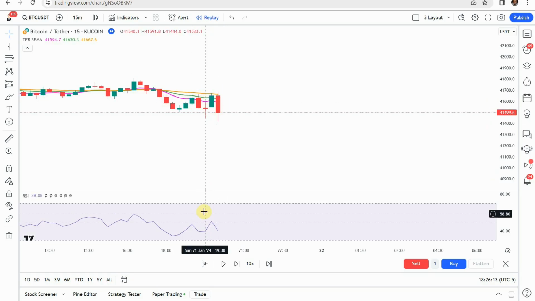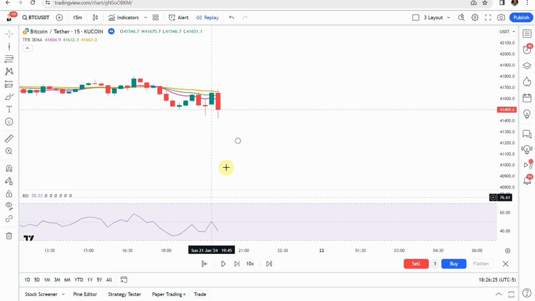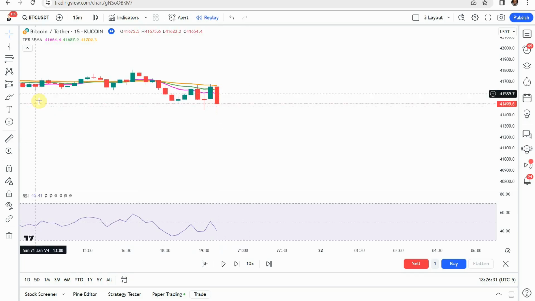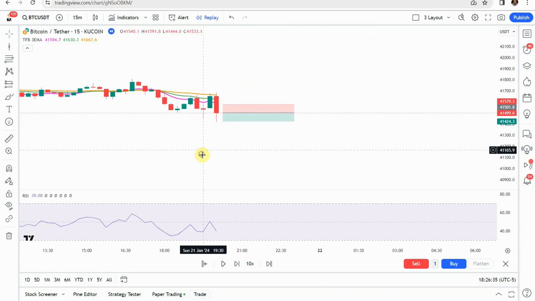If this takes place, the pullback with the RSI and the red candle and the EMAs are touching each other, then it invalidates the signal. And so once you get the touch of the 50 on the RSI and you get a red candle like this, that's going to be your short entry signal right there.